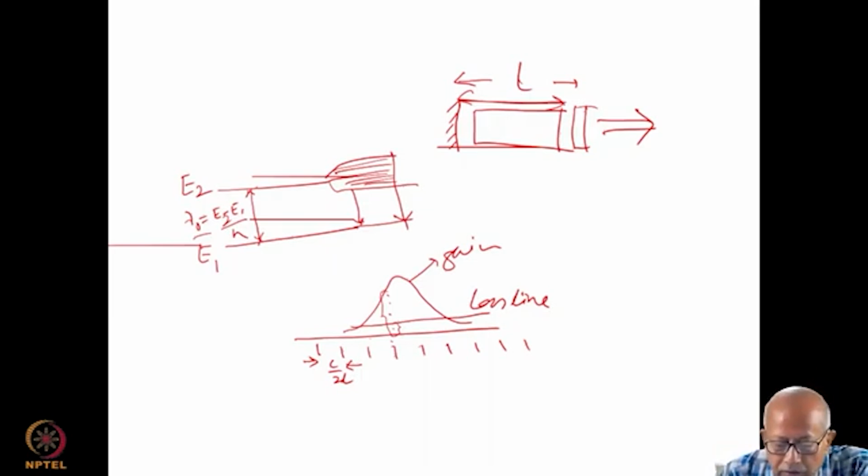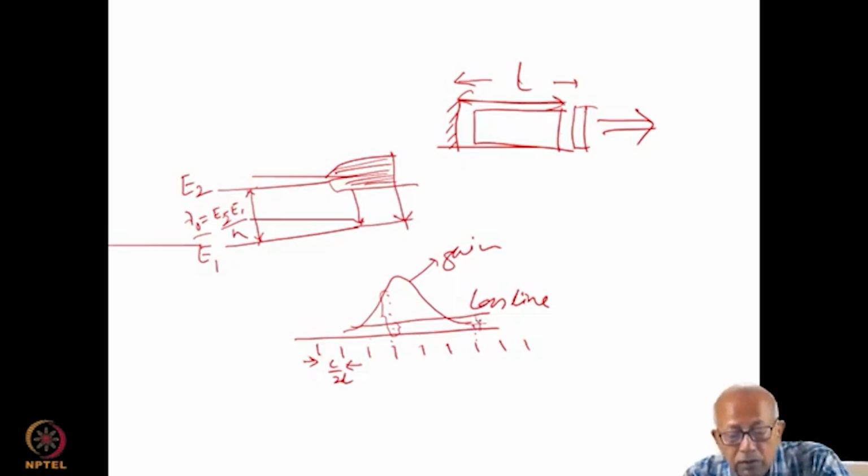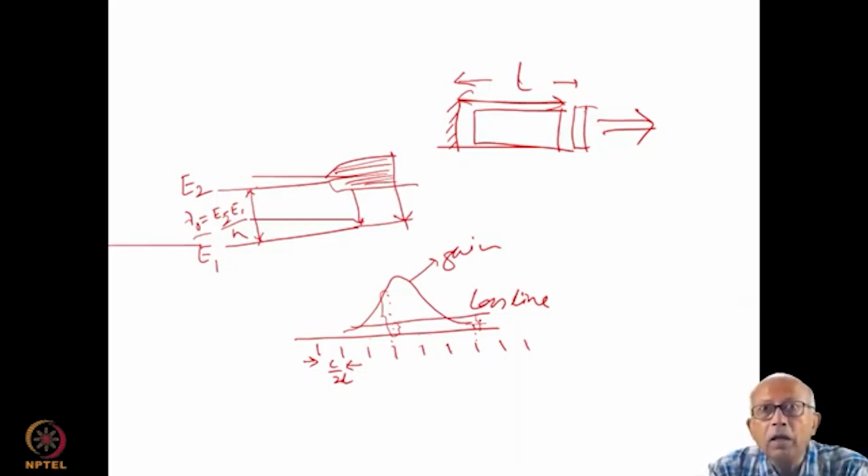Now if we consider this mode, this has a gain which is this much and a loss which is this much. Therefore this mode has a loss that exceeds gain. Therefore this cannot lase. It will die out on its own. It cannot grow.